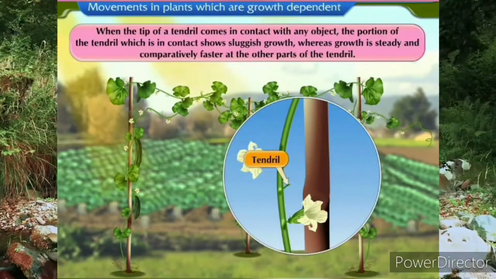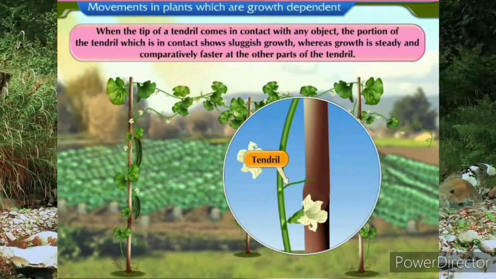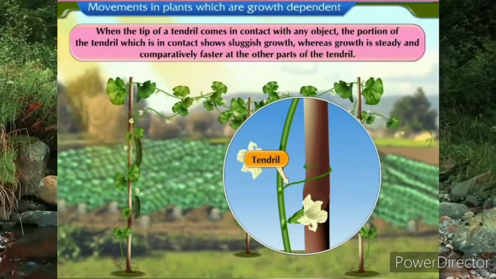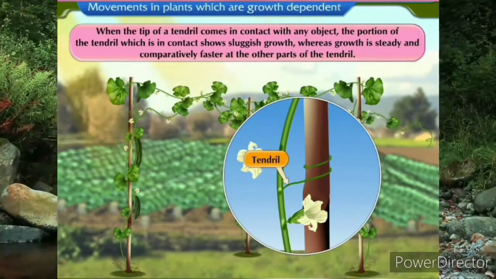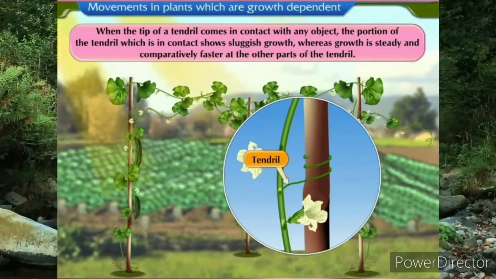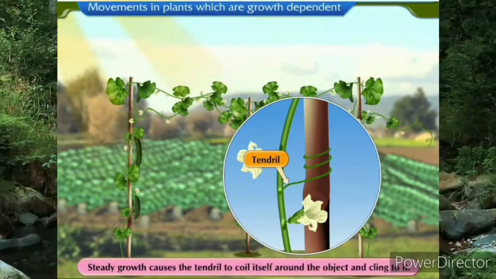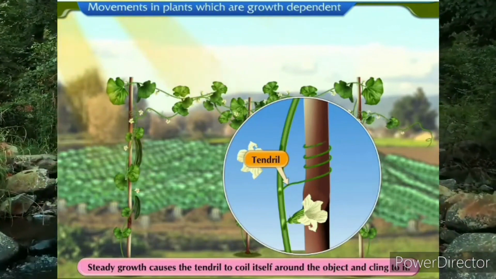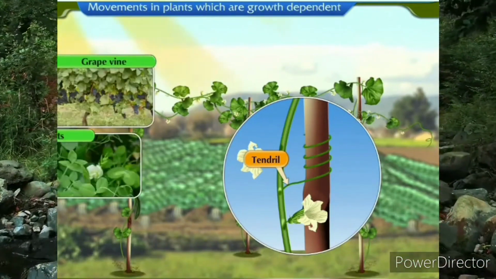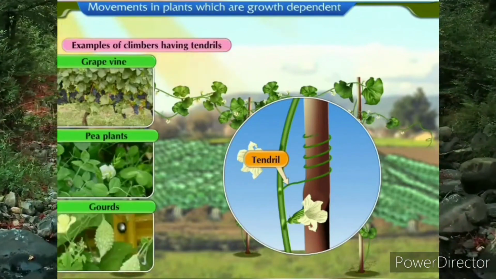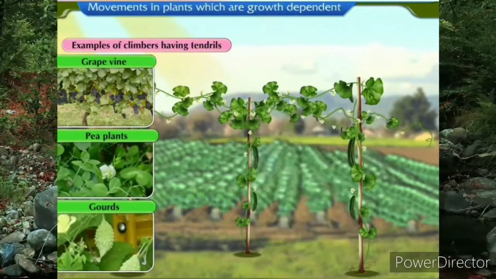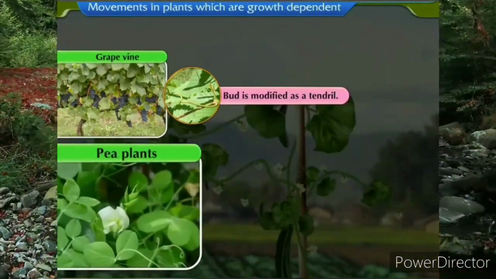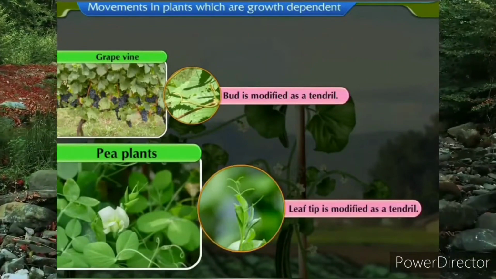When the tip of a tendril comes in contact with any object, the portion of the tendril which is in contact shows sluggish growth, whereas growth is steady and comparatively faster at the other parts of the tendril. This causes the tendril to coil itself around the object and thus cling to it. The grapevine, pea plants and gourds are the examples of climbers having tendrils. In a grapevine, the bud is modified as a tendril, and in a pea plant, the leaf tip is modified as a tendril.